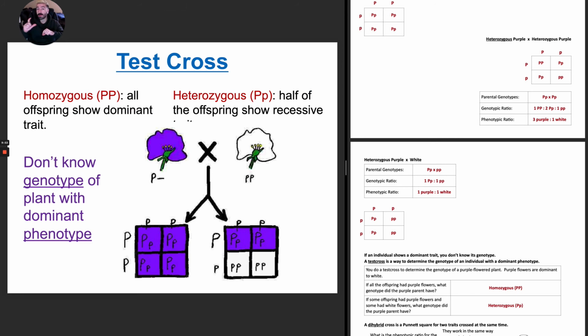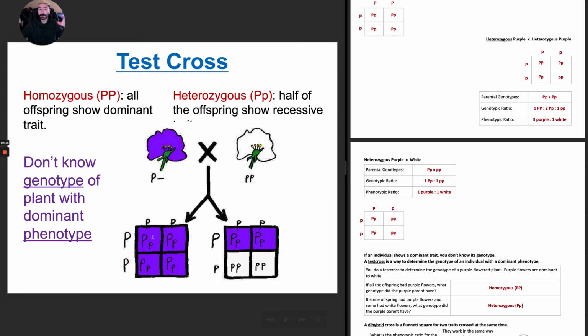The reason being, so we'd write that cross like this, actually, before I say why. We'd say big P dash crossed with little p little p, because we don't know if that's big P big P, or if it's big P little p. If the plant were big P big P, and it was crossed with little p little p, well, we've seen that cross before. That would give us all heterozygous offspring, so all purple.